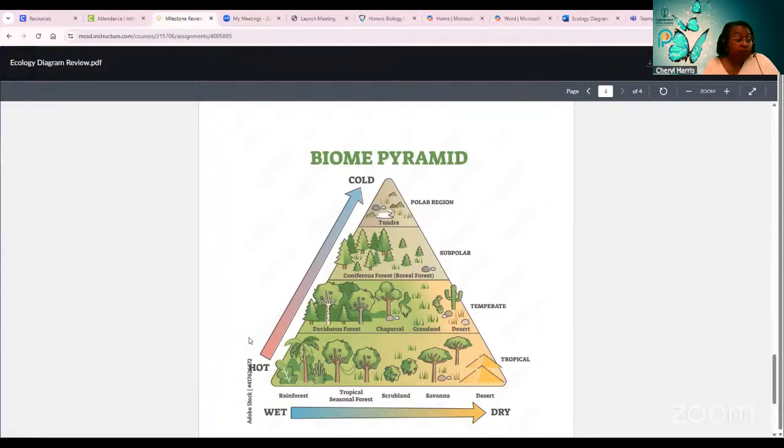So this is how I'm reading this pyramid. It's still on the hot end, but it's also dry. So we have to look at both arrows. We have to look at temperature and precipitation. So that's what those two arrows represent.